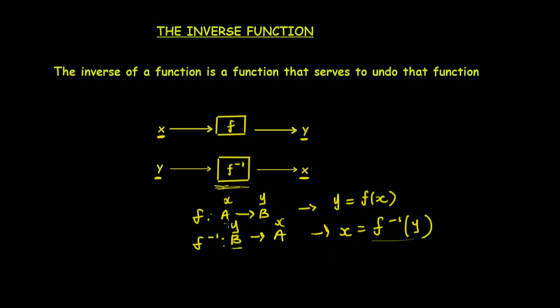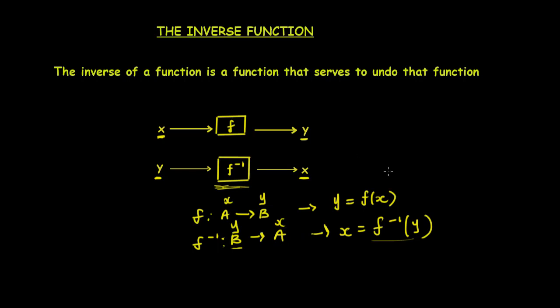Same thing with F here. Once you put your input value X into the function, you're going to have F of X, which is going to be the output. So Y is going to be F of X. Remember that Y is the output in F, and then in F inverse, X is the output.